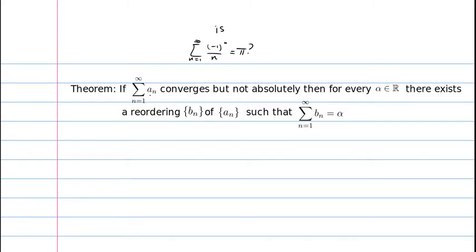The theorem says that if we have a sequence and the series of that sequence converges but not absolutely, then for every alpha, a real number, there exists a reordering b sub n of our original sequence a sub n, such that the series of b sub n converges to alpha.